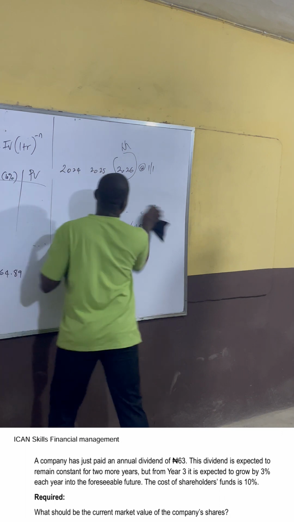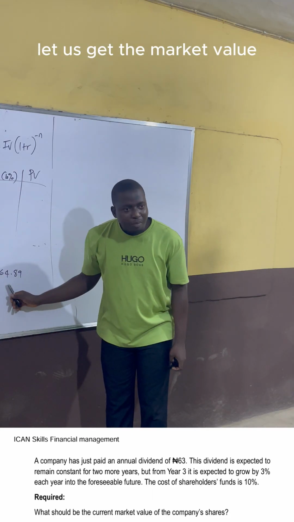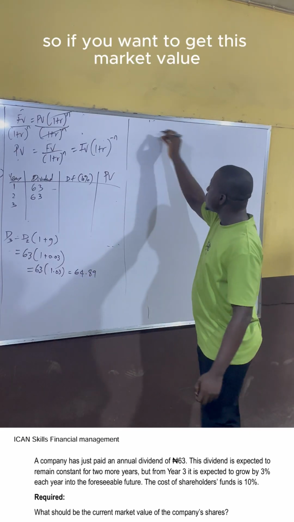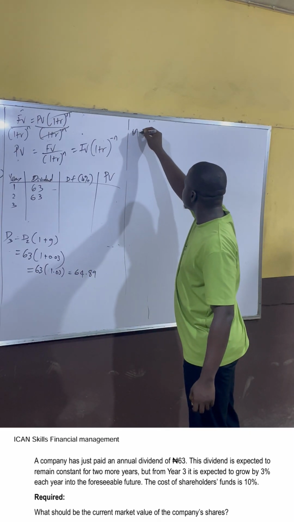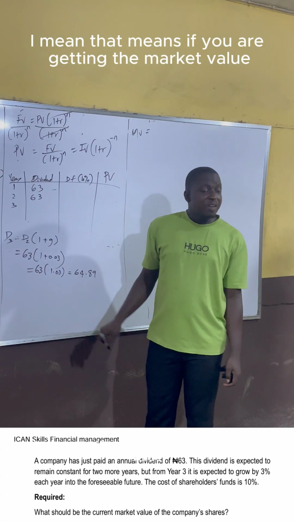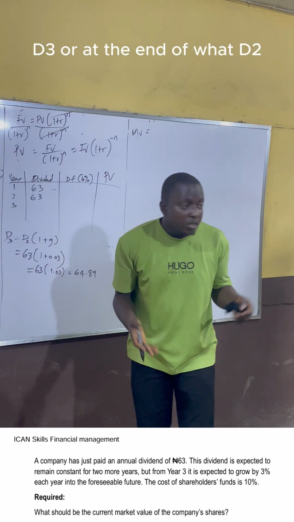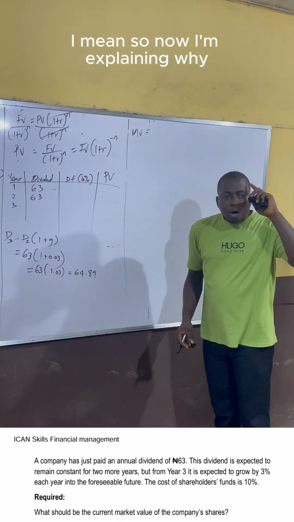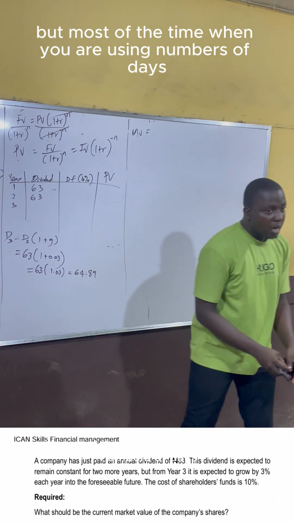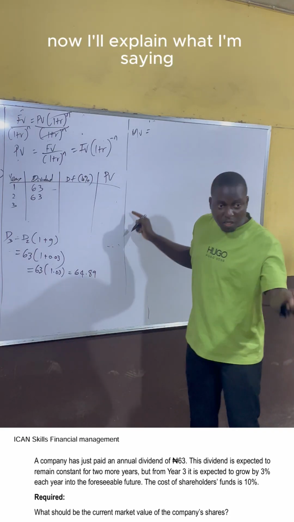Now, after doing this, let us get the market value. So if you want to get this market value, you know the dividend is for year 3. That means the market value is either the market value at the beginning of D3 or at the end of D2. So now, I'm explaining why, because I want you to reason like closing, opening. But most of the time when you are using numbers of years, it's the closing you use.